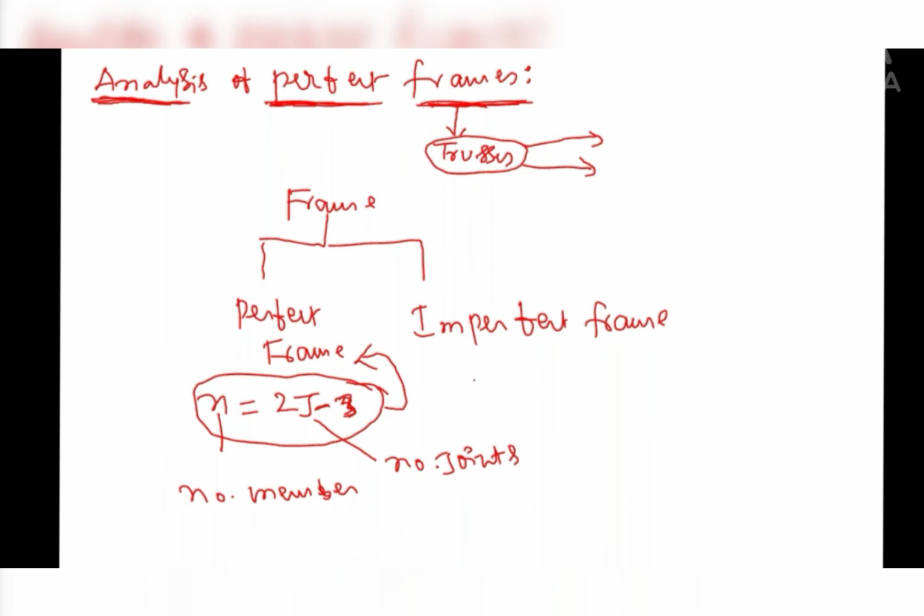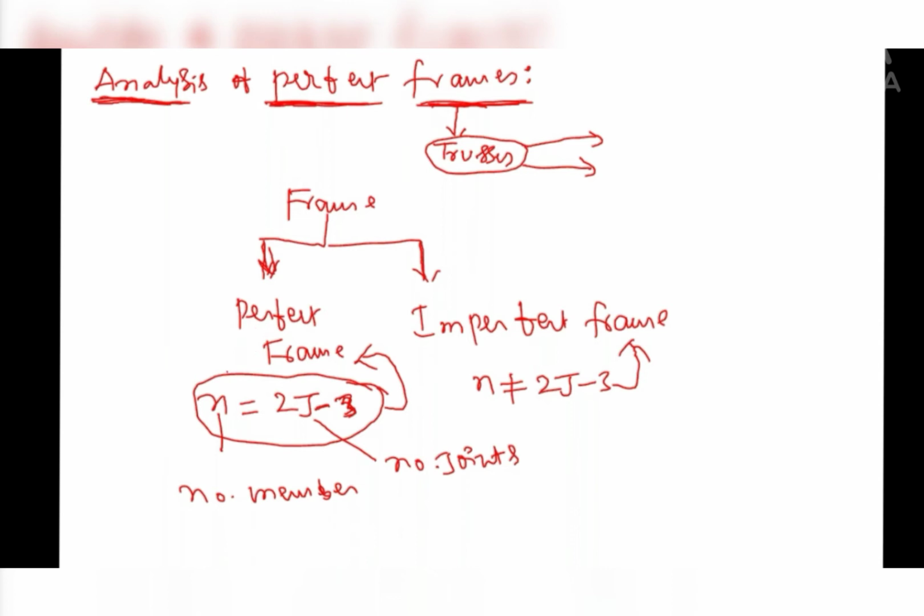So if n is not equal to 2j minus 3, then we will call that an imperfect frame. Okay, so perfect frame is very, very important. I will show you old question papers, short answers. You will get 5-mark short answers in this only: what is a perfect frame, what is an imperfect frame? Frames are of two types, perfect frames and imperfect frames.